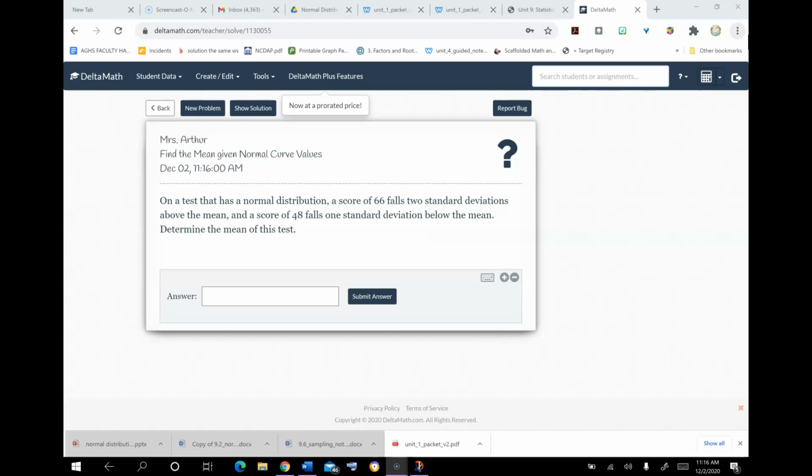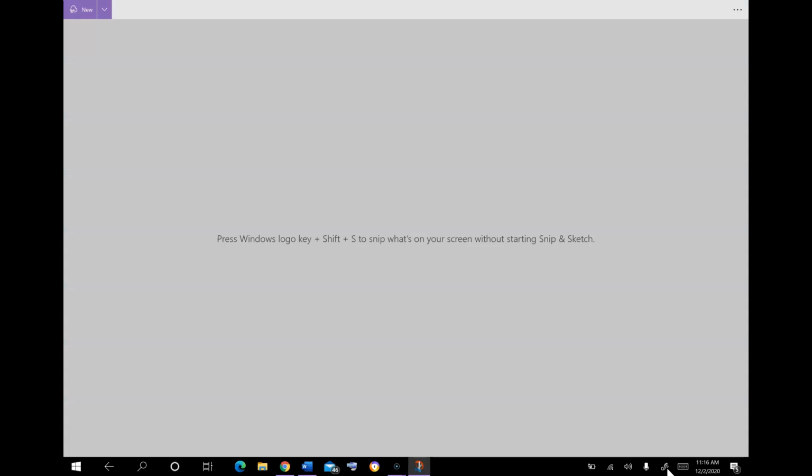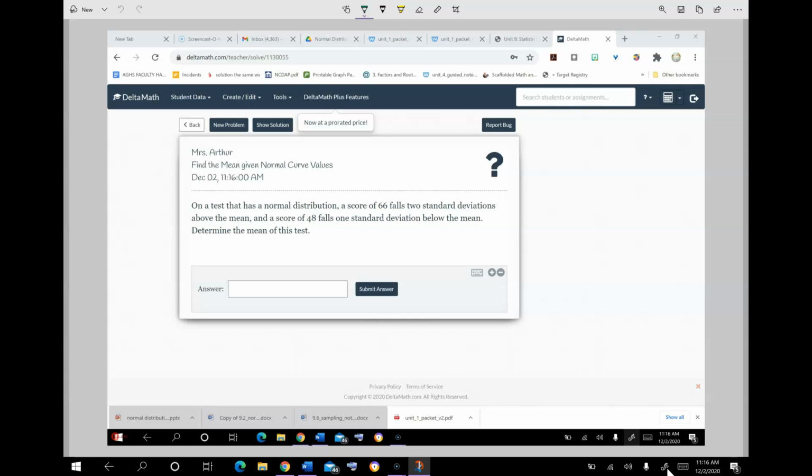All right, so this one is kind of like that last problem we did on the worksheet, okay? It says on a test that has a normal distribution, a score of 66 falls 2 standard deviations above the mean, and a score of 48 falls 1 standard deviation above the mean. Determine the mean of the test. This is kind of like we just did with the 4x kind of thing. So you have to count how many spaces you're away from that number, like we did.